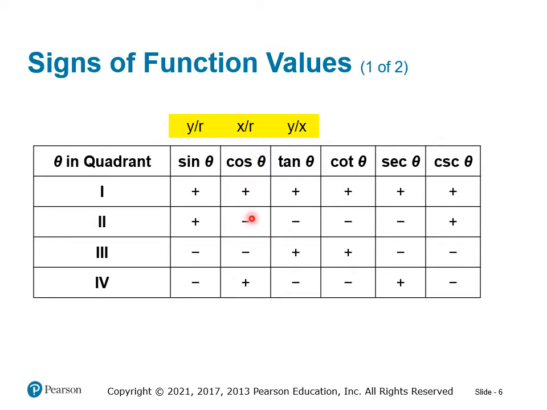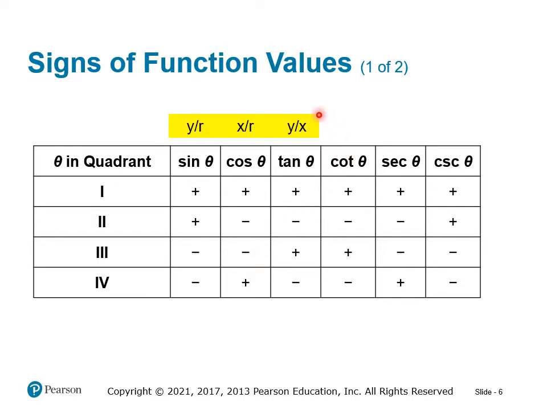If x is negative, cosine is negative. And here again, on the right side of the Cartesian system, in quadrants 1 and 4, x is positive, so cosine is positive. On the left side of the Cartesian system, or the graph, quadrants 2 and 3, x is negative, and so cosine is negative.